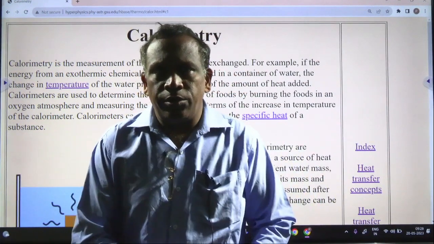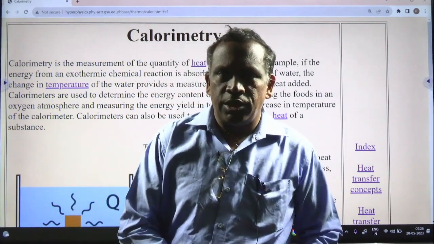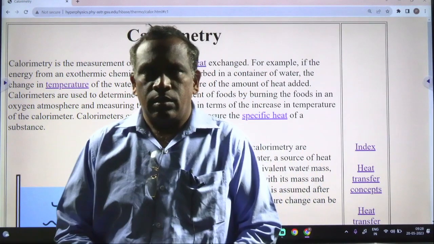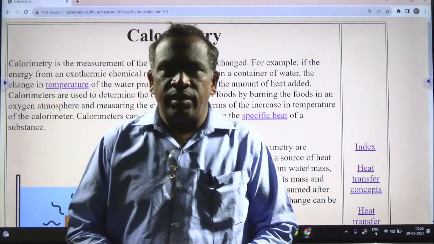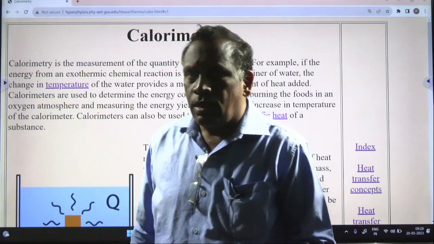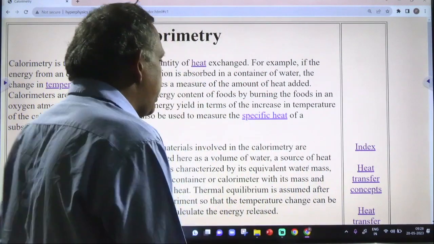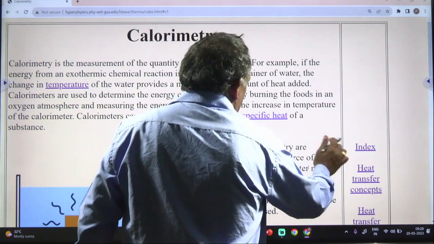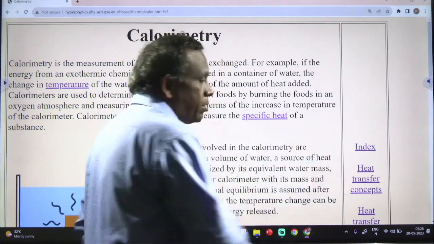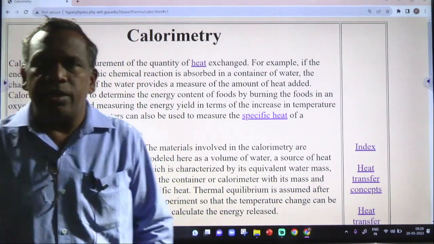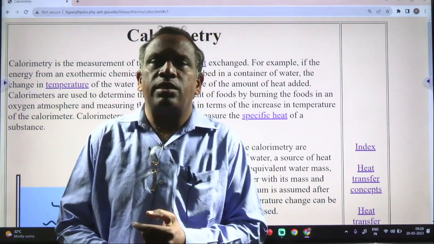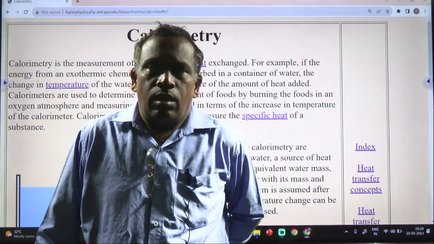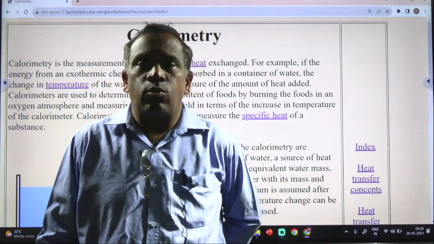Today we are going to discuss the IIT-JEE NEET Foundation. The topic is heat, under which there is calorimetry. Calorimetry is the branch of science which deals with heat and its quantities.